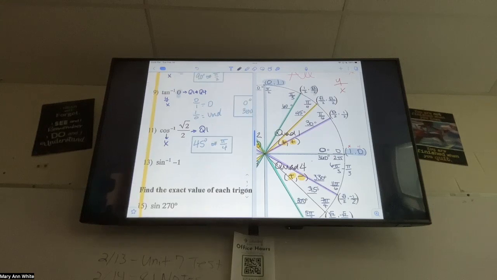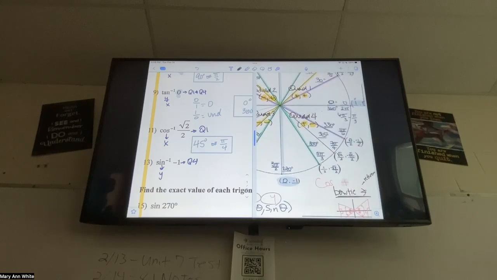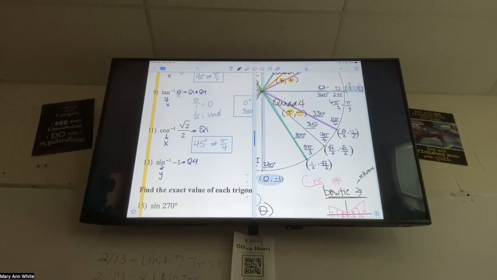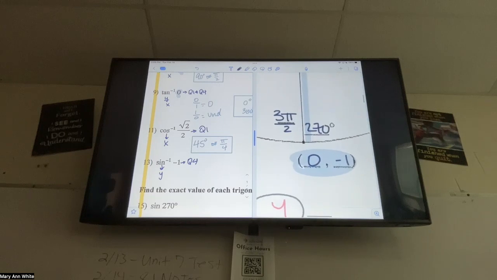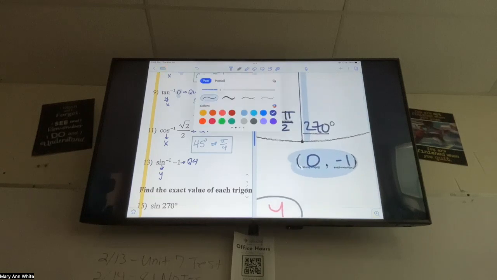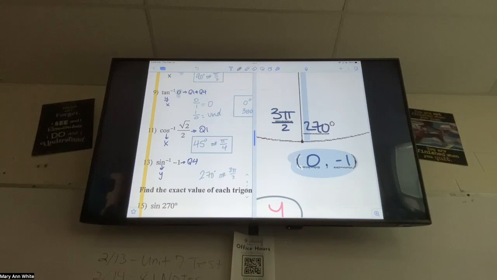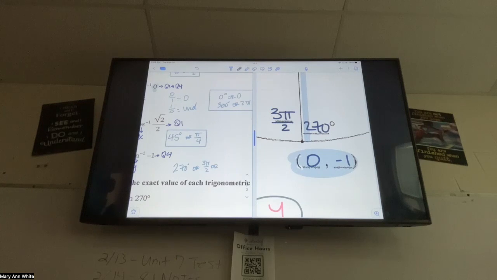And then last, I've got sine. Inverse sine is -1. If it's negative, we know sine would be in quadrant what? 4. Very good. And we know sine is y, so we're looking for a y in quadrant 4 that is -1. 270 or 3 pi/2. And you could even do the coterminal angle and call it negative pi over 2 if that makes you happy.